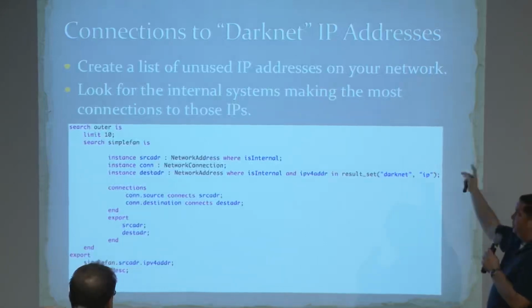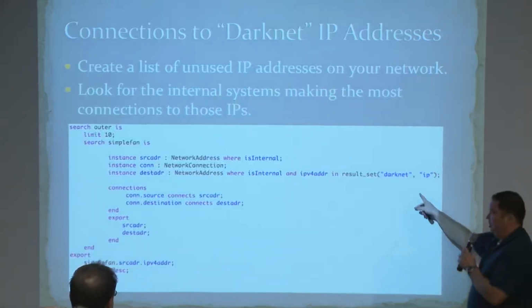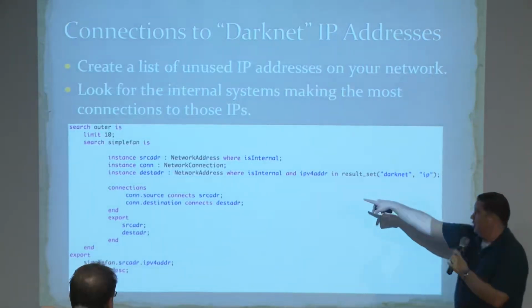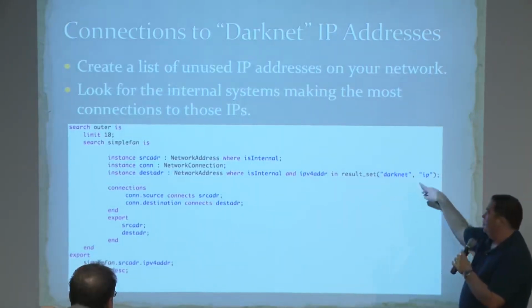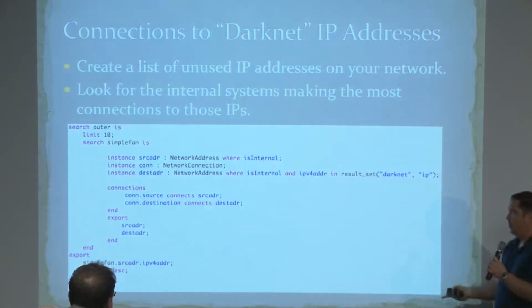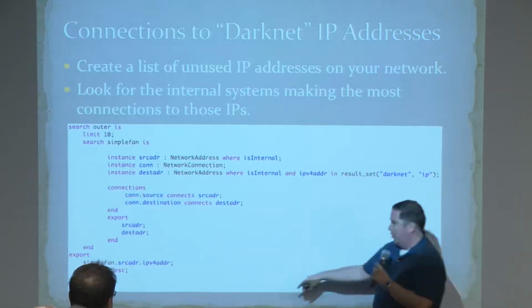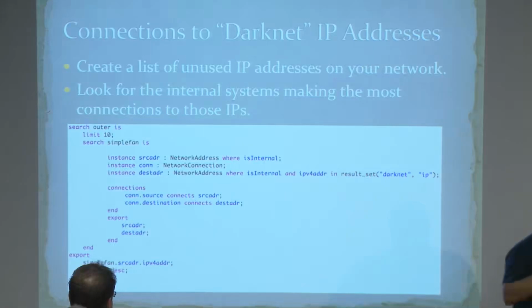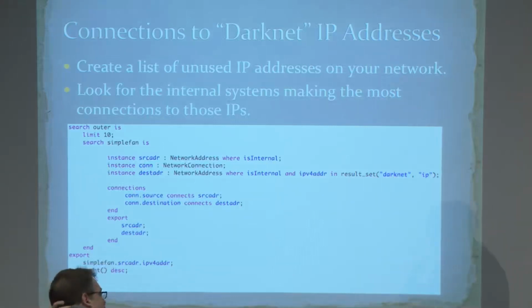We look for those internal systems that are making the most connections to the IP. And the way that we do this is we say our source is going to be internal, our destination is internal as well, and the IP address is in this list that I've created of all of our darknet IP space. And then we run that query, we export, and then we get the results back, and it'll give us a count of the number of times a system on our network has attempted to connect to a system that's in that darknet list.